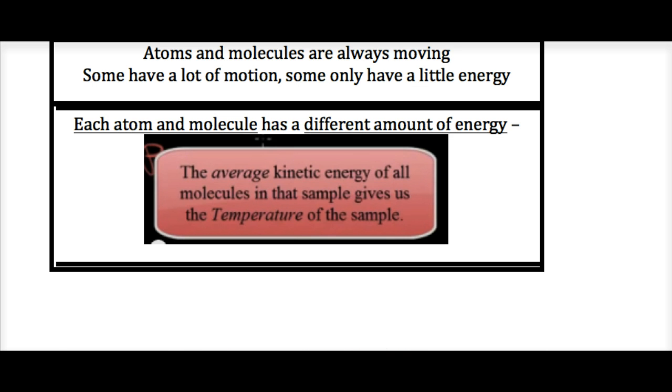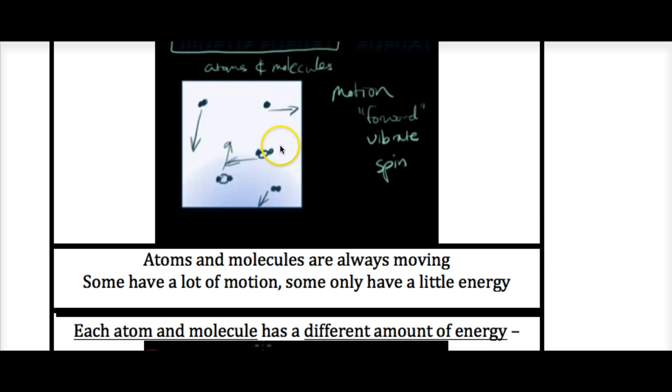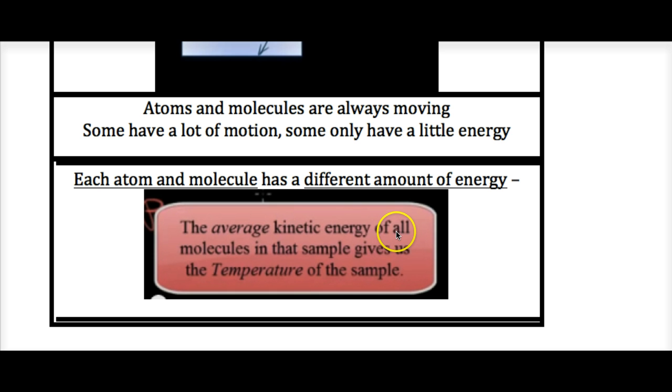So please understand that atoms and molecules are in motion, and some will have a lot of motion, and some will only have a little bit of motion or only have a little bit of energy. So each atom and molecule has a different amount of energy. When you look again at the picture, you can see that some have a lot of motion, some just a little bit. And what this results in when we talk about kinetic energy is that it's the average of all the particles in the sample that gives us the temperature. And that's very important for you to understand.